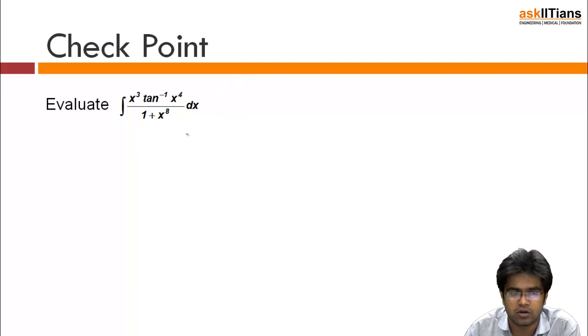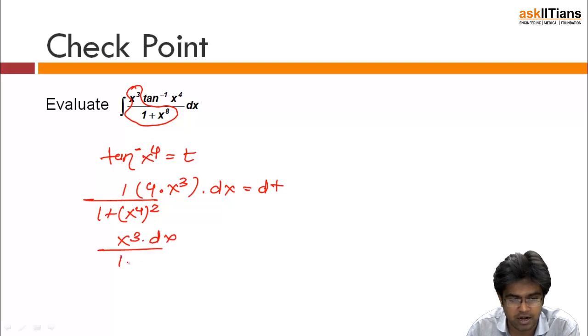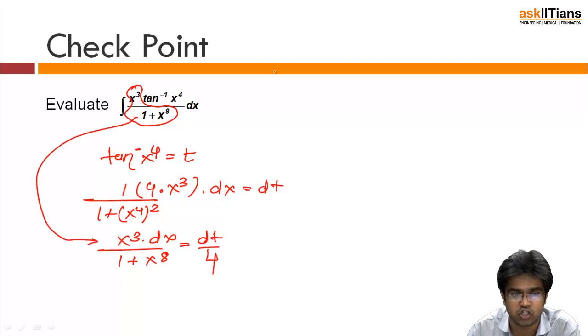Again, I know it directly because I have seen various questions. So I know that I have to put tan inverse of x to the power 4 as t, and this whole thing is the differential. Look how. If I put tan inverse of x to the power 4 as t and differentiate, d by dx of tan inverse is 1 upon 1 plus x square, so 1 upon 1 plus (x to the power 4) square. Now the differentiation of x to the power 4 is 4 x cube, dx is dt. That means x cube dx divided by 1 plus x to the power 8 is actually dt by 4. That's it. As I said, this is the differential.